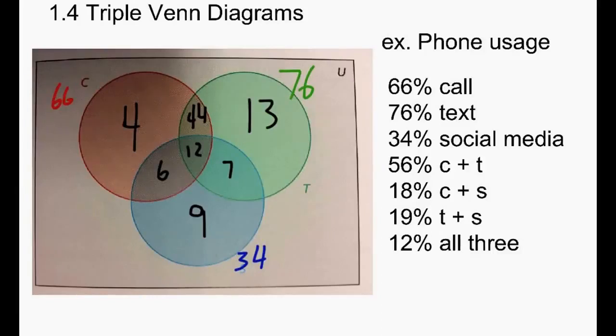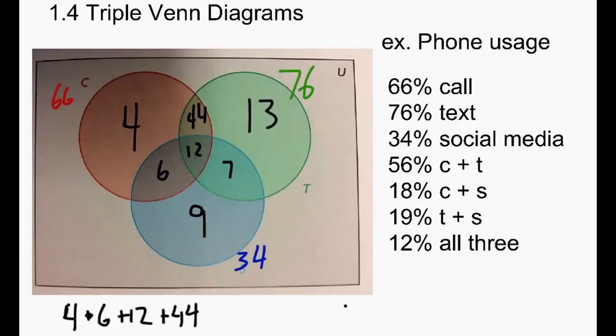Because it's percentages, not just people. Like if this was in numbers of people, if we had 66 people, 76 people, and so on, we could then total all of these numbers up, and that would equal all the people that use their phone for one thing, two things, or all three. Okay, so if we actually do that, let's total all of these up.